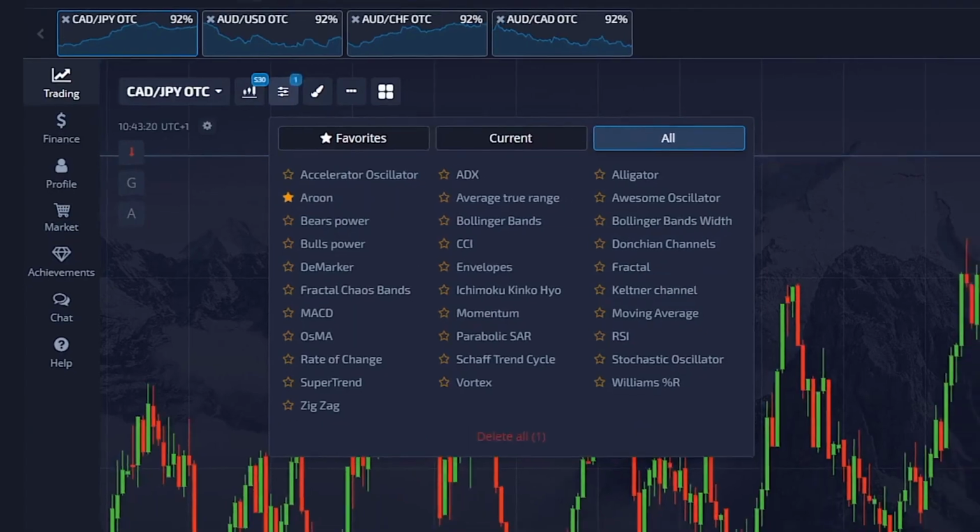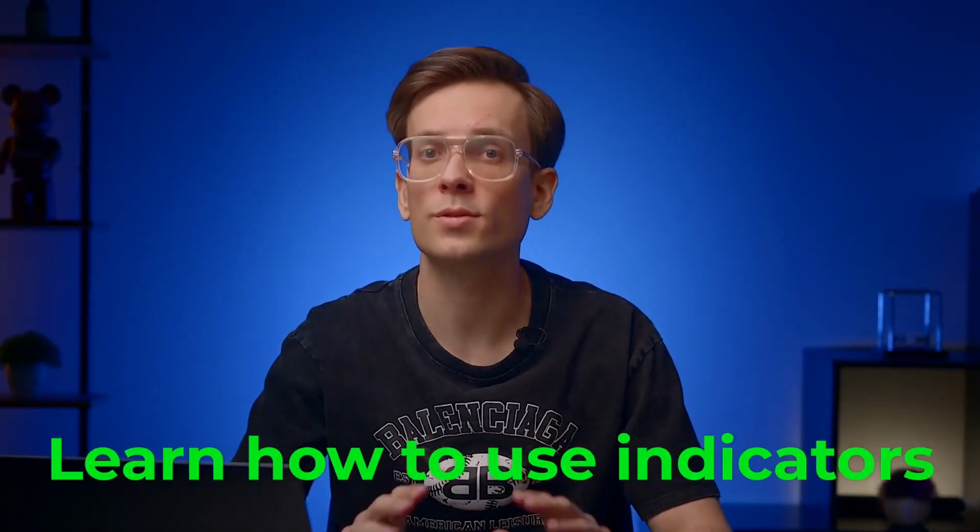And now the most crucial element of our strategy, the Aroon indicator. This indicator is really cool. I can quickly and accurately assess what's happening with the asset I'm trading with this indicator. If you want to trade independently, then yes, you need to learn how to use indicators.